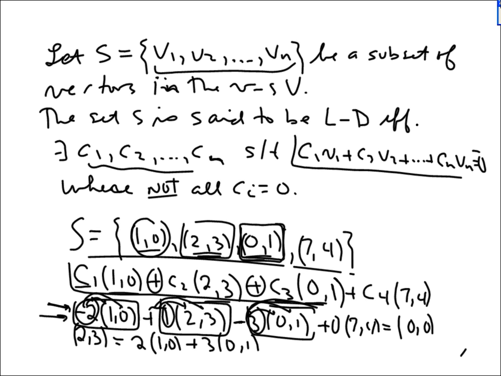If you can find a linear combination of these vectors, either 3 vectors or 4 vectors, where not all of the scalars have to be 0, yet you get (0, 0), that set is dependent. If, on the other hand, the only way you can get (0, 0) is when all the coefficients, all the scalars are 0, then you have a linearly independent set.